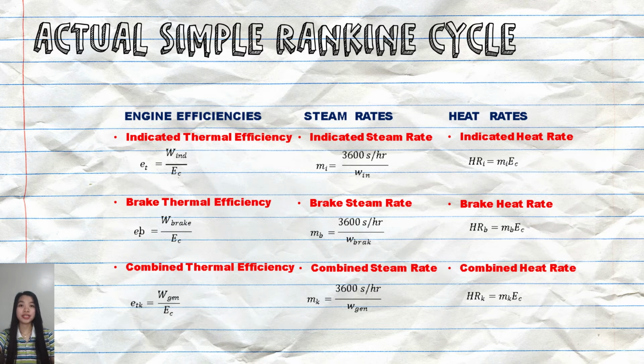Under heat rates, indicated heat rate is equal to indicated steam rate times the energy chargeable. Next is brake heat rate. It is equal to brake steam rate times the energy chargeable. And the last one is the combined heat rate, which is equal to combined steam rate times the energy chargeable.